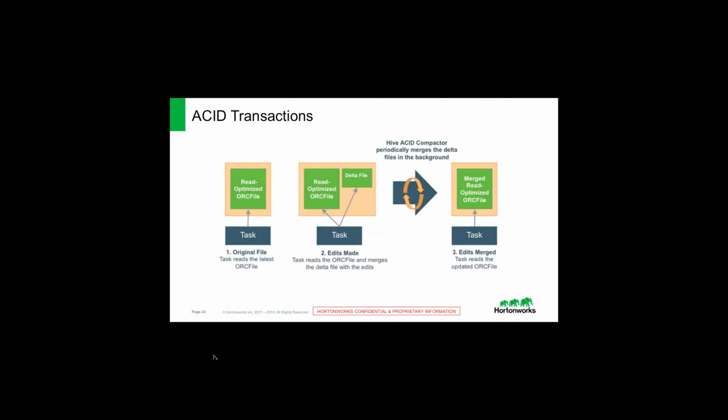Periodically it will run a process called a compactor, and you can have a minor compaction or a major compaction. A minor compaction will compact all your delta files into a single file, while a major compaction will merge all your delta files into your optimized ORC file. That's basically what it's doing behind the scenes. It's a versioning process. So you're still maintaining the raw data within HDFS. You're just changing the ORC file.